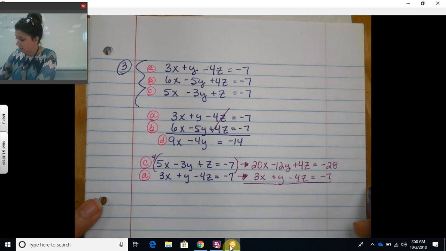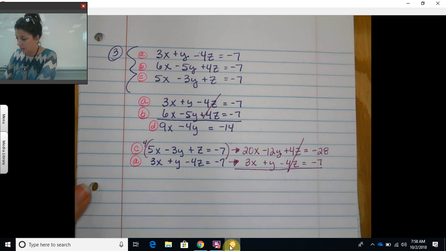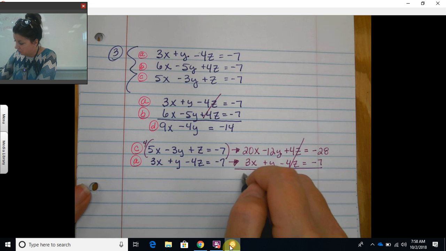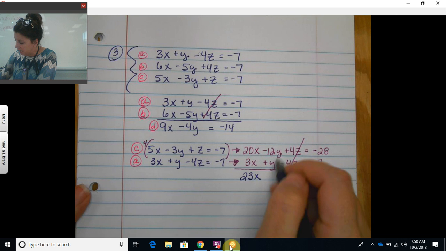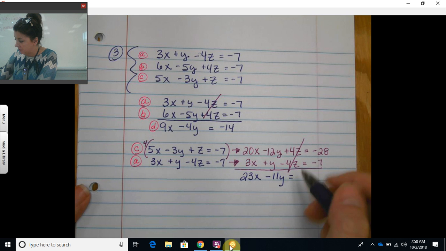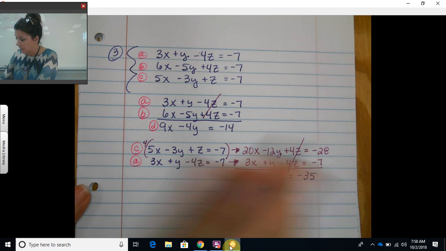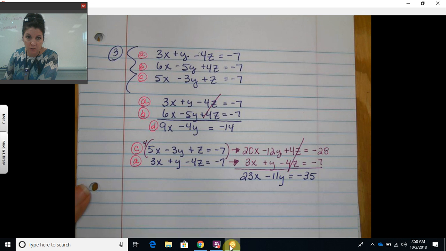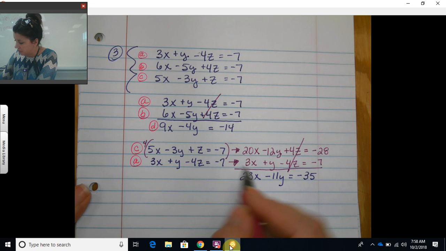My z's eliminate, which is what my goal was. Combine like terms, positive 20x, positive 3x is 23x. Negative 12y and positive y is negative 11y. Equals negative 28, negative 7 is negative 35. I've got two variables here. If I solve for one of them, I'm still going to have a variable on the other side, so I'll just call this equation E.